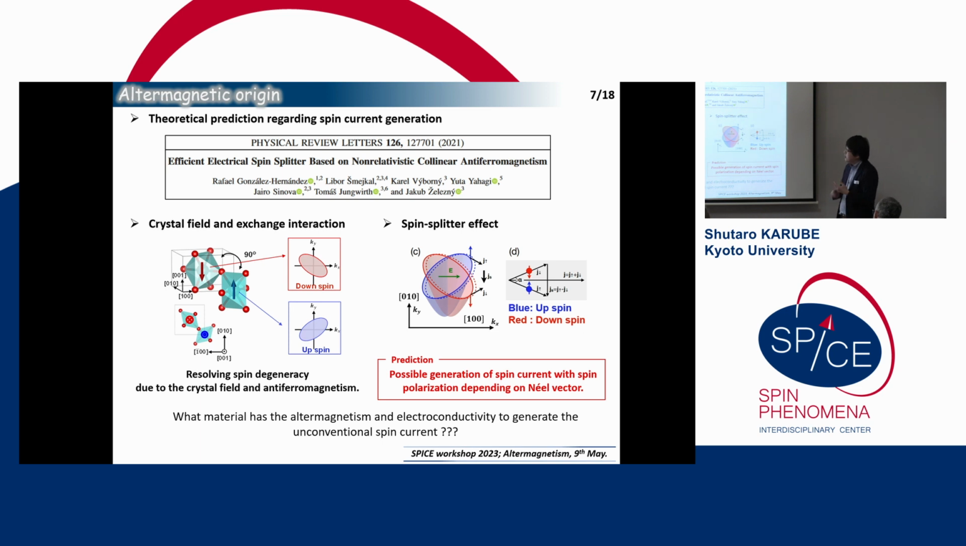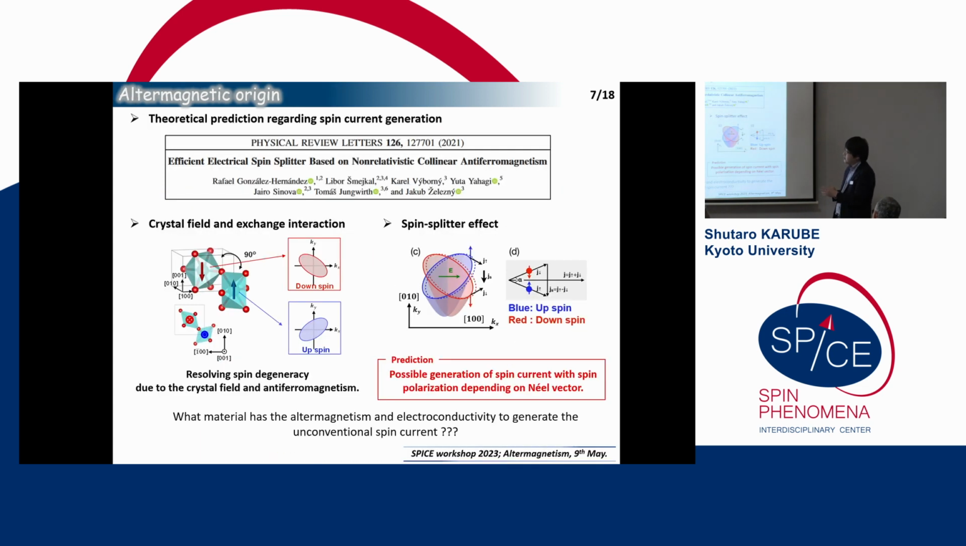So the theoreticians also reported this unconventional spin current generation in the altermagnetism. It's called the spin splitter effect recently. So based on this report, we are very interested in the spin current generation using the altermagnet. So what material has altermagnetism and the high electroconductivity to generate unconventional spin current? We know that for the spin current generation, we have to apply the charge current, so we need a high electron conductivity material for the study.